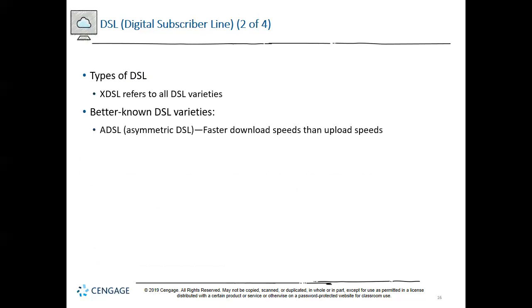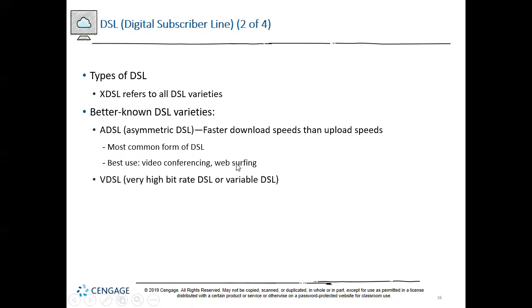We've got ADSL, asymmetric. So that's going to be fast, but as you get the idea from the asymmetric, it's going to have a different download speed than upload speed, faster download than upload. Good for video conferencing, web surfing. So that's us mostly. But in a business environment, very high bit DSL.